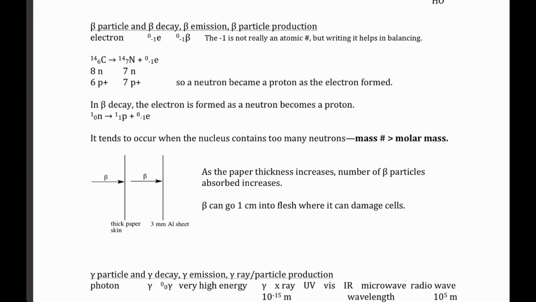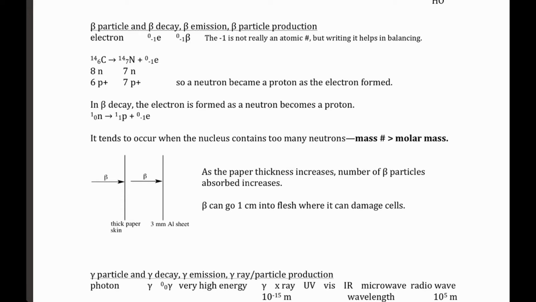Alrighty, so carbon-14 produces beta particles, undergoes beta decay. Carbon-14 has 6 protons, as all carbon nuclei have. Therefore, 14 minus 6, it must have 8 neutrons. And it produces N-14, being N, it has 7 protons, and we would calculate then that it has 7 neutrons. So what we see is a neutron has been converted to a proton as the electron is formed.